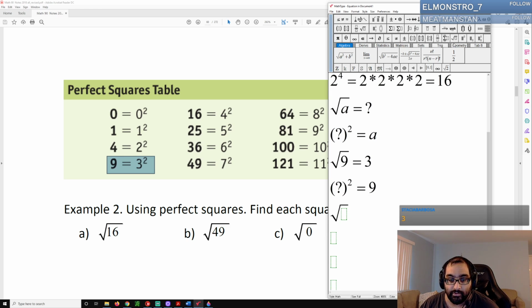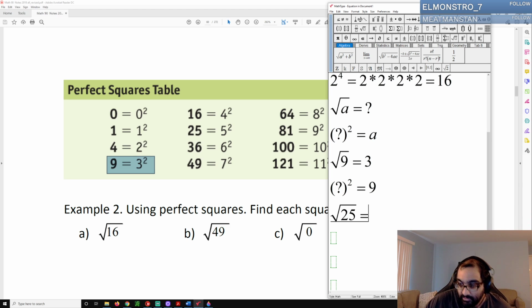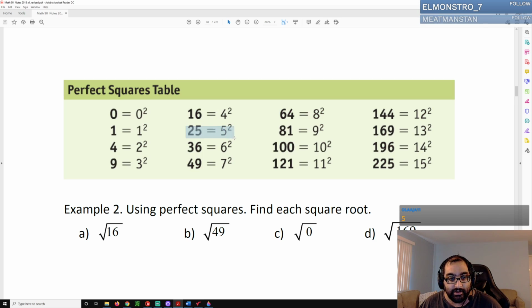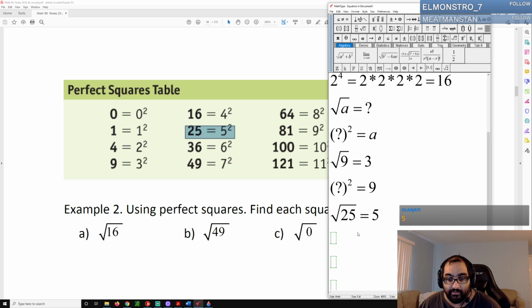How about the square root of 25? What's the square root of 25? Five. That's right. The answer indeed is 5, right? Because as we see here, 5 squared is equal to 25. Good. It's like, again, what number squared is equal to 25? Okay, the answer is 5.